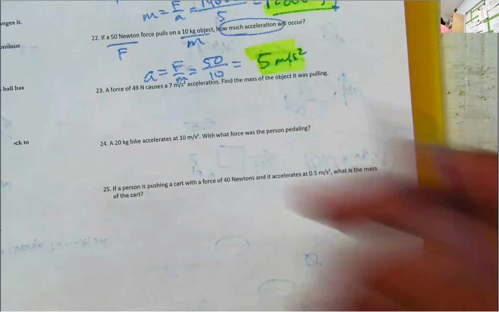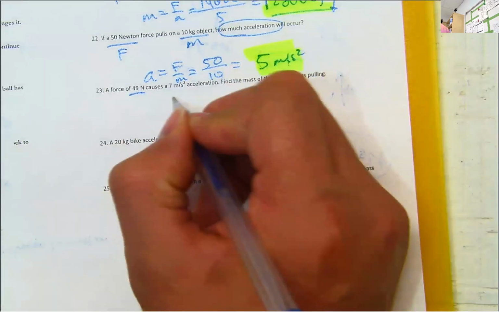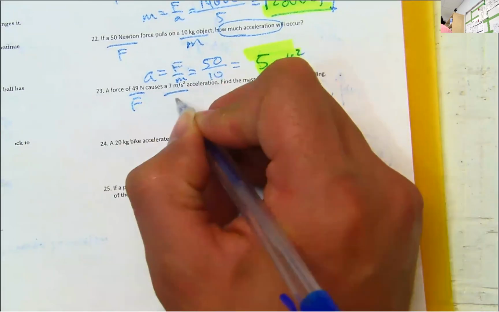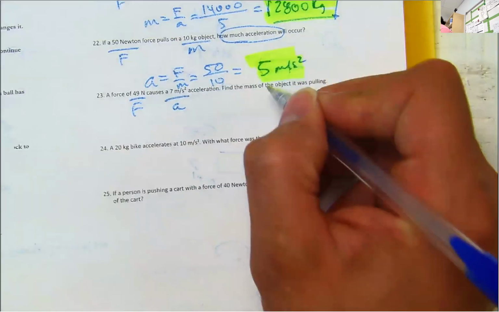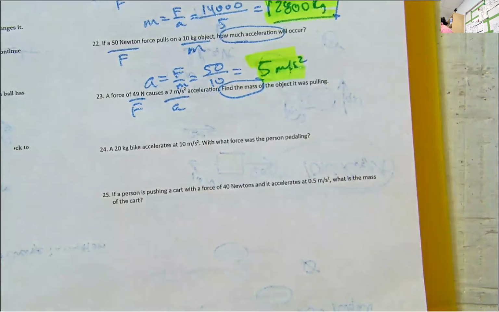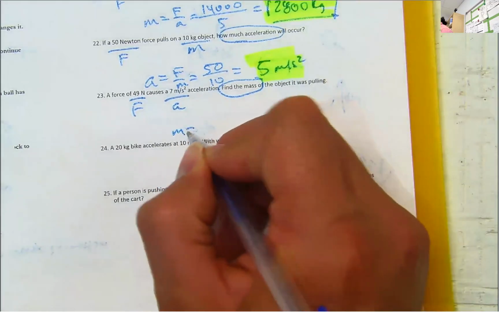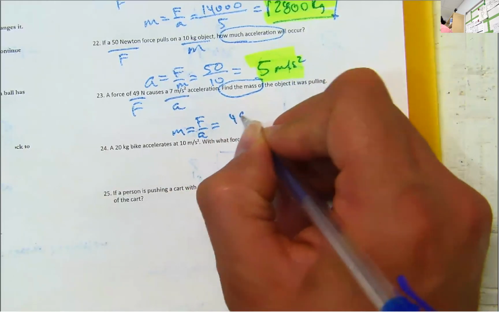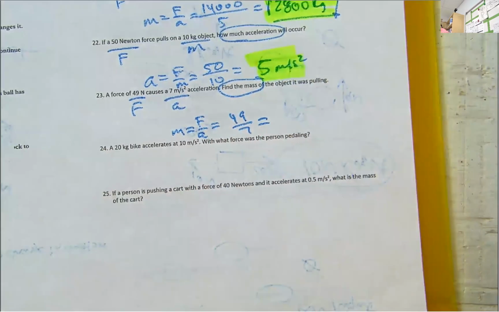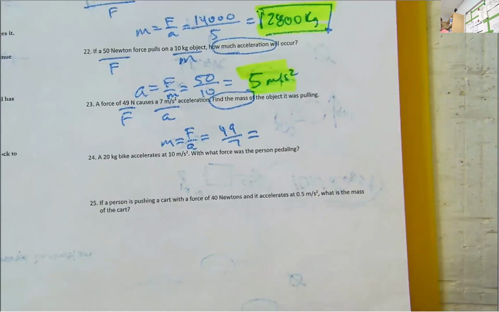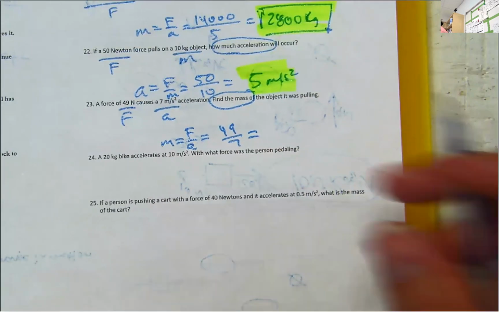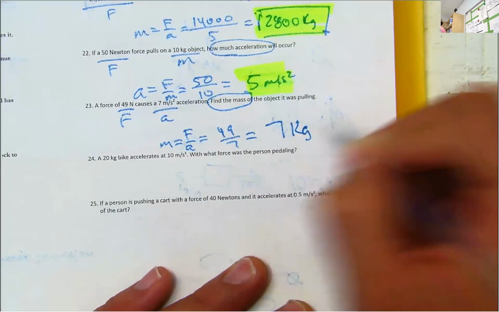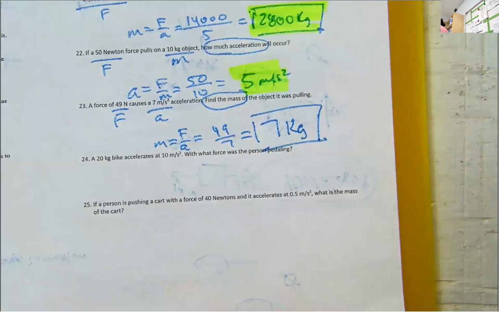All right. Underline 49 newtons, underline 7 meters per second squared. So it says this is force, this is acceleration. Find the mass. From our triangle, mass is force over acceleration. It'll be 49 divided by 7. What's 49 divided by 7? 7, yeah, good. 7 kilograms.